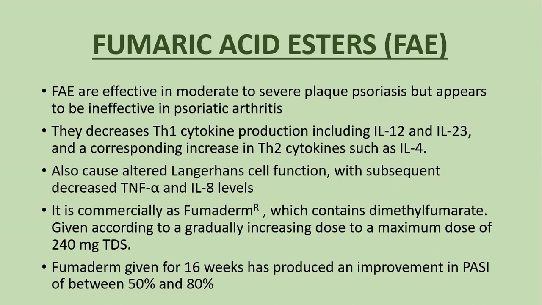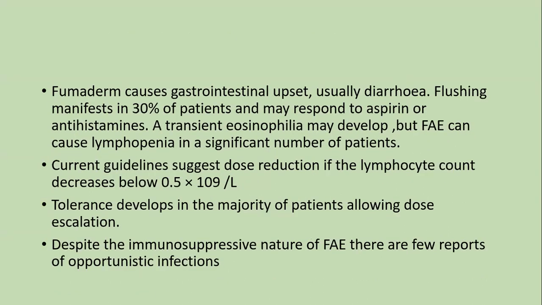Commercially, it is available as Fumaderm, which contains methyl fumarate and is given according to a gradually increasing dose to a maximum of 240 milligrams TDS. Fumaderm is given for 16 weeks and has a pronounced improvement in PASI score between 50% and 80%. Fumaderm causes gastrointestinal upset like diarrhea.